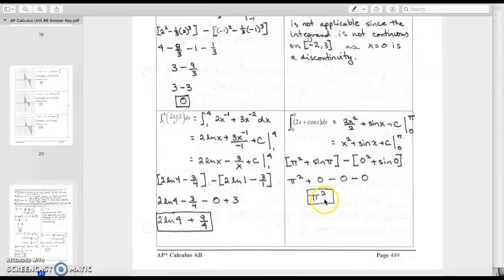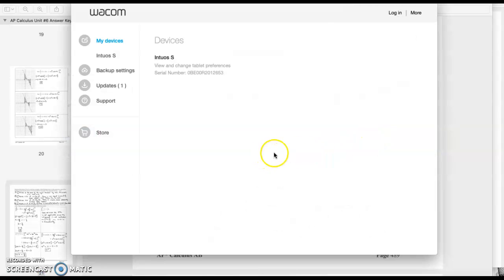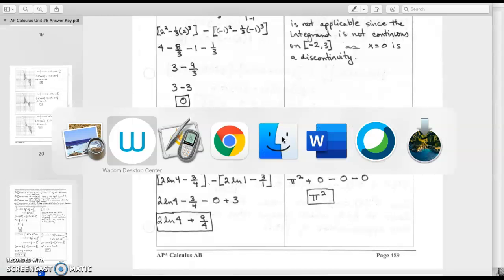And apparently this last answer is pi squared. So if you feel like pausing it, trying to work it out on your own, otherwise you're going to get my explanation here shortly.